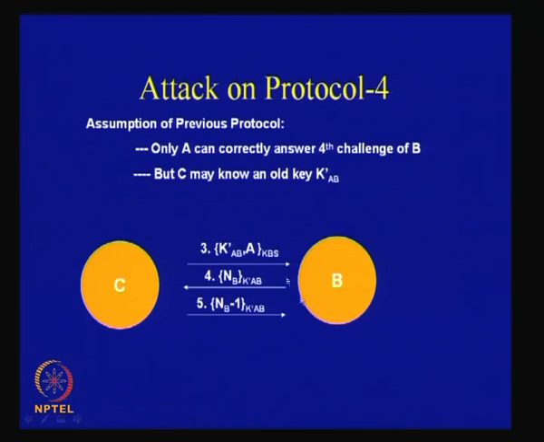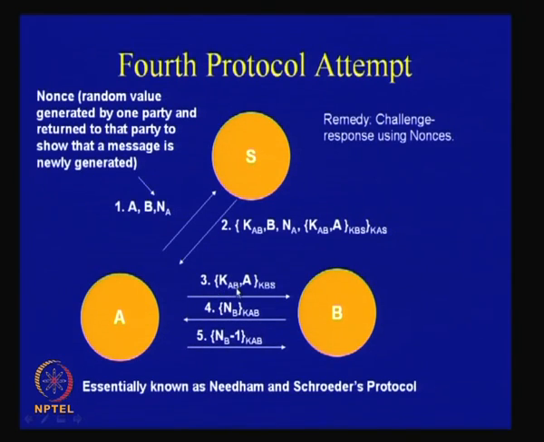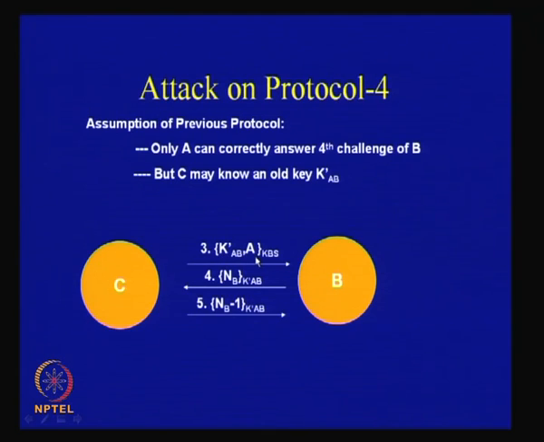The attack could be like this: the previous protocol assumed that only A can correctly answer the fourth challenge of B, but it may happen that C may know an old key, K dash AB. So if you consider the previous protocol, this message was what? KAB comma A encrypted with KBS. What may happen is that C may come in between this communication and instead relay this message, that is K dash AB comma A, encrypted by KBS.